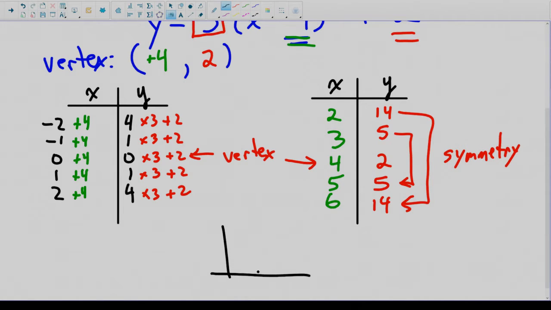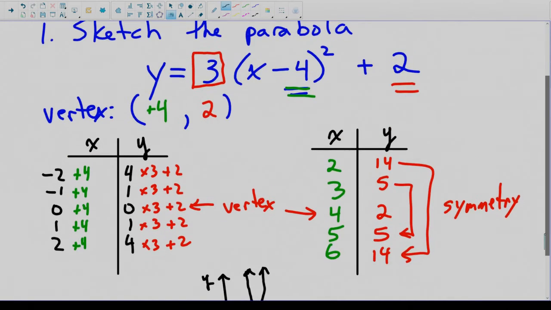The vertex is at 4, 2, and what the 3 value does is stretches it. So just to exaggerate things a little bit, we're just going to draw a very narrow parabola like this. I should probably put my X and Y here. Okay, so it's a very narrow smile-shaped parabola with a vertex at 4 and 2. So that's how you do it.